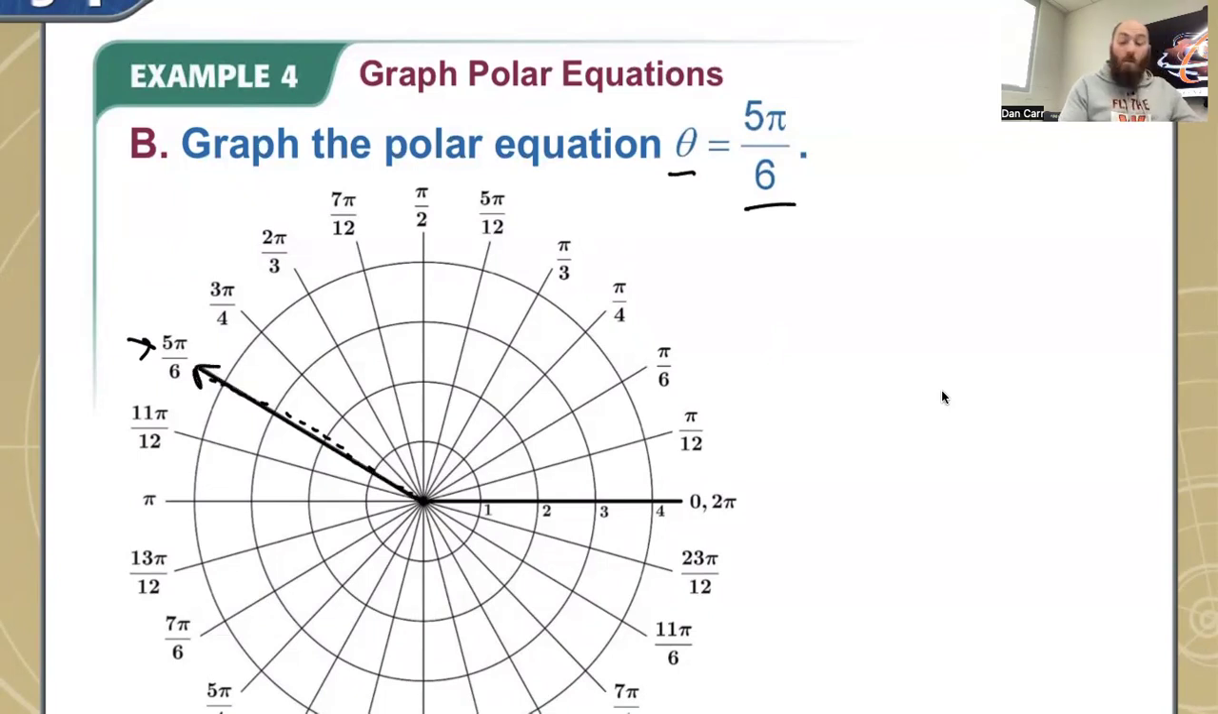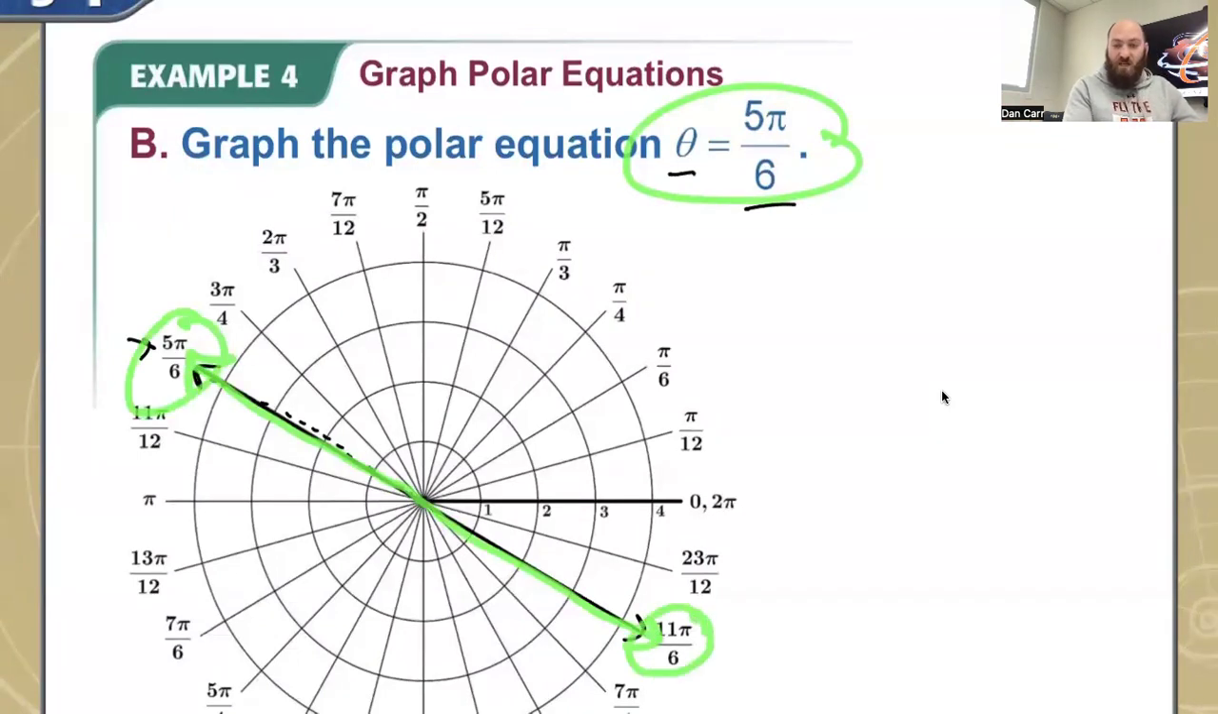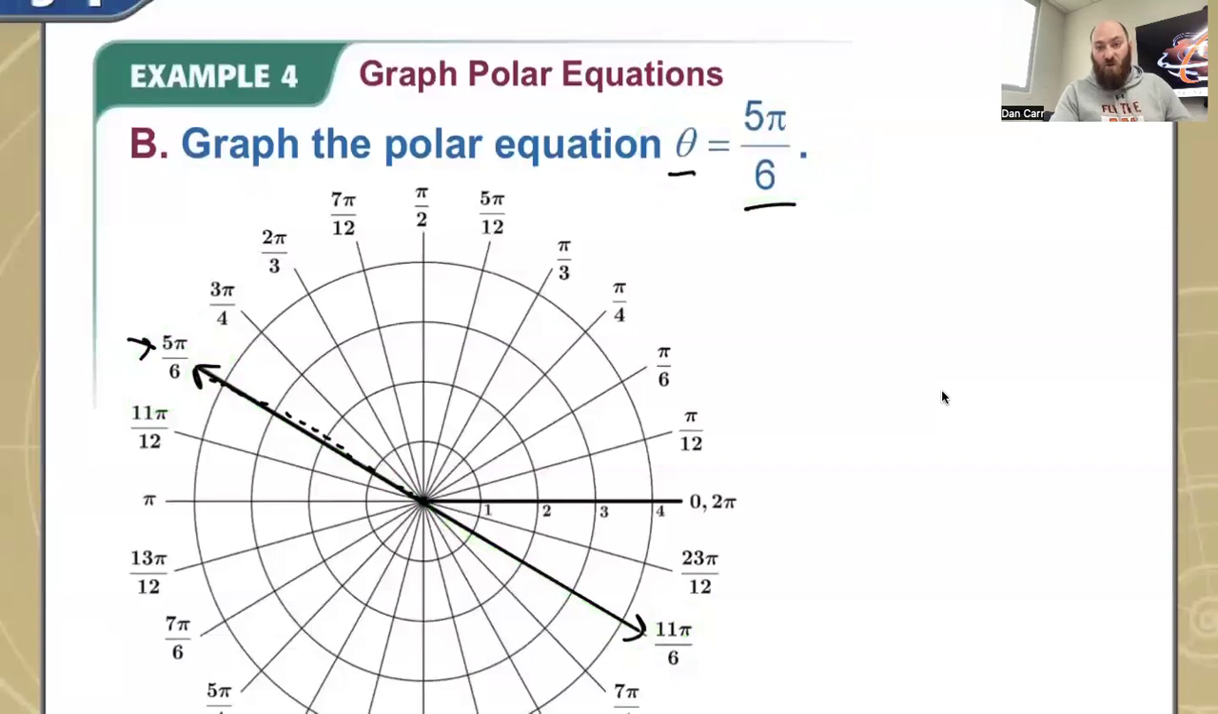But remember how we did with our coordinates. We can also represent the rest of the line as being what's opposite that on my polar circle here. It's all of this. So that means my theta equals 5 pi over 6 is a straight line that basically connects 5 pi over 6 to 11 pi over 6. It's the other half of the circle then at that point on that side.